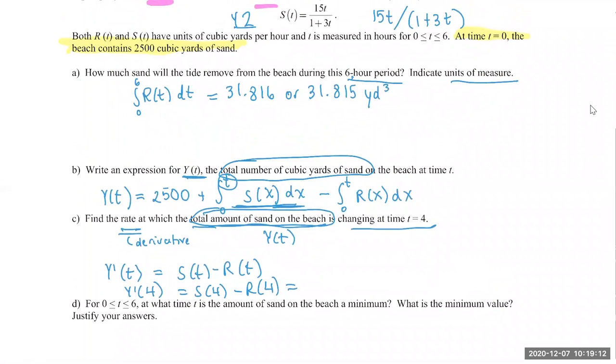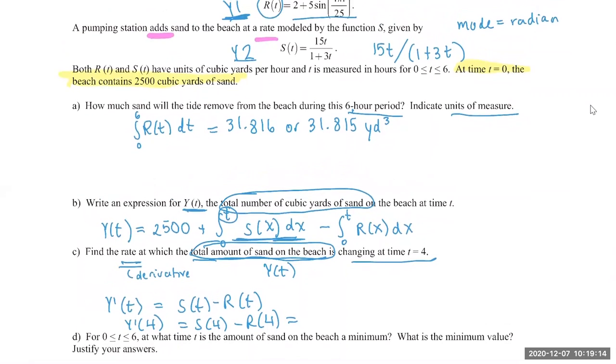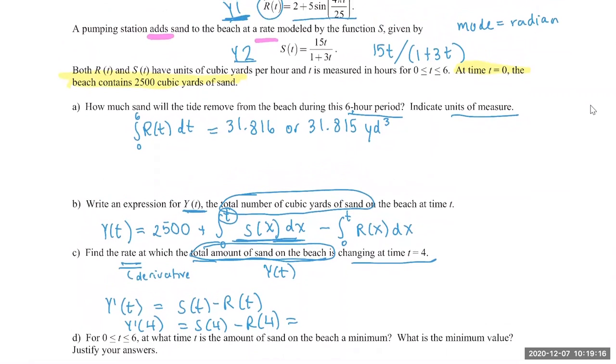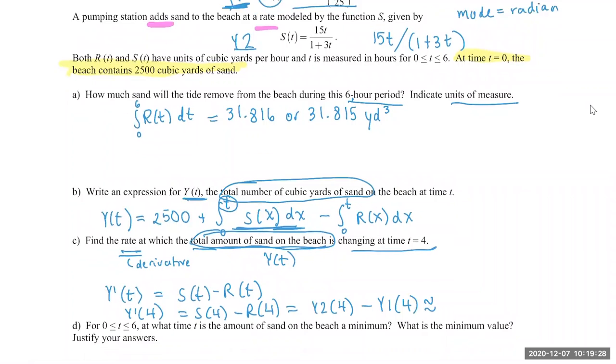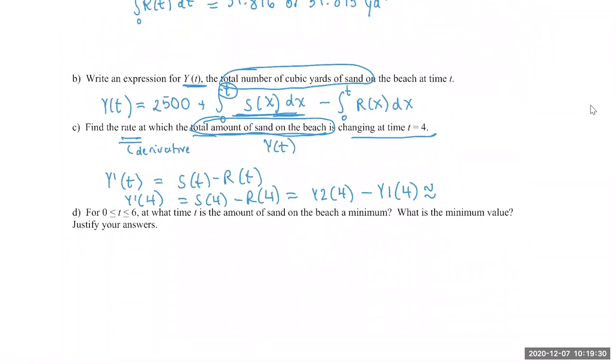On the home screen of your calculator, after you've already entered in y1 and y2, s of 4 would mean that you can just do y2 of 4 and then do this all in one step, minus y1 of 4. And then tell me what you get for that. What's y2 of 4 minus y1 of 4 out to 3 decimal places?